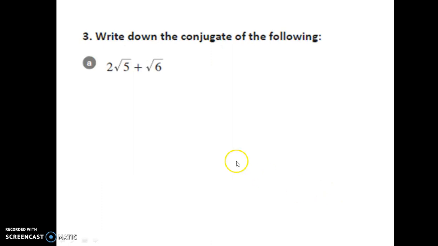Number 3, let's look at this one. It says write down the conjugate of the following. Okay, this is a simple exercise. Just what is the conjugate? Well, the conjugate of that one is the identical thing, but the sign is changed.